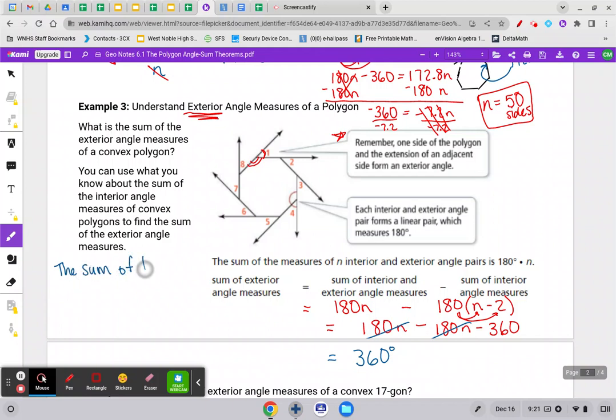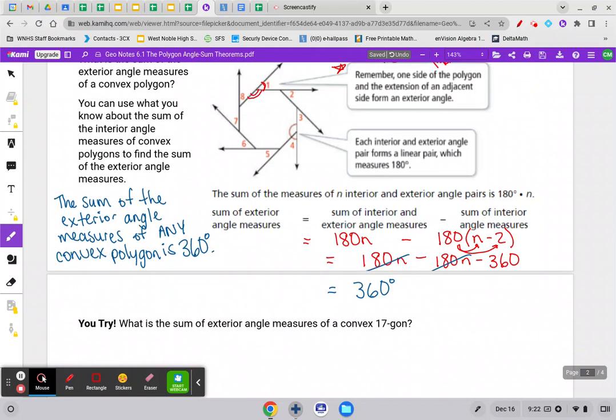The sum of the exterior angle measures of any convex polygon is 360 degrees. So that actually makes it really nifty for us. We don't have to do solving for every single kind of shape to find how many degrees the exterior angles equal. It is just always going to be 360 degrees.